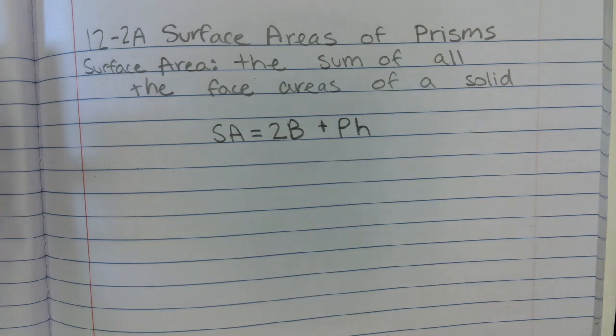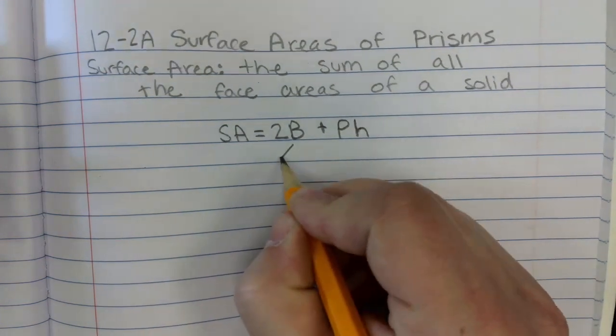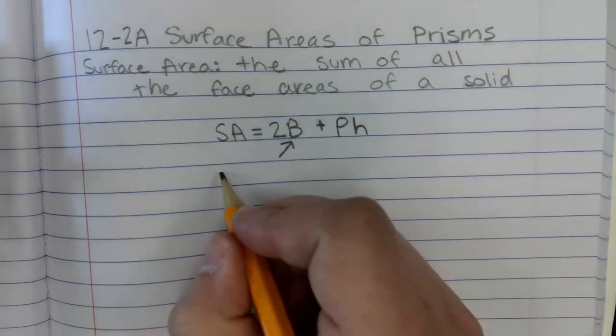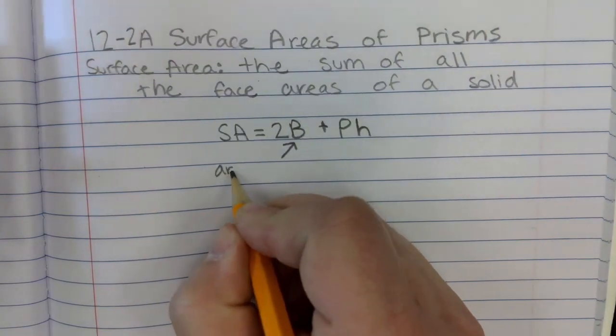Okay. So we have 2, and then we have B. B, the capital B, stands for the area of the base.